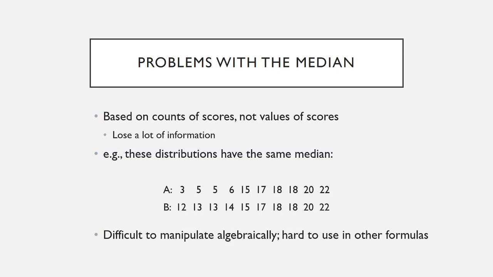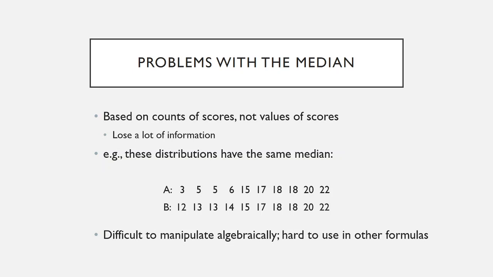The bottom set of scores, right, goes from 12 to 22, so that range is quite a bit different. But the fact that the scores in the middle are the same makes the median the same. So even though row A and row B are very, very different, the median is the same. So it's all a question about, is the median really accurately capturing the characteristics of these two sets of data that are in fact quite different?